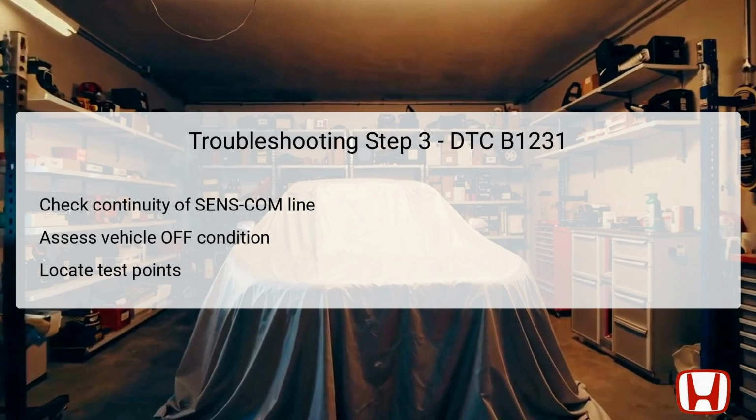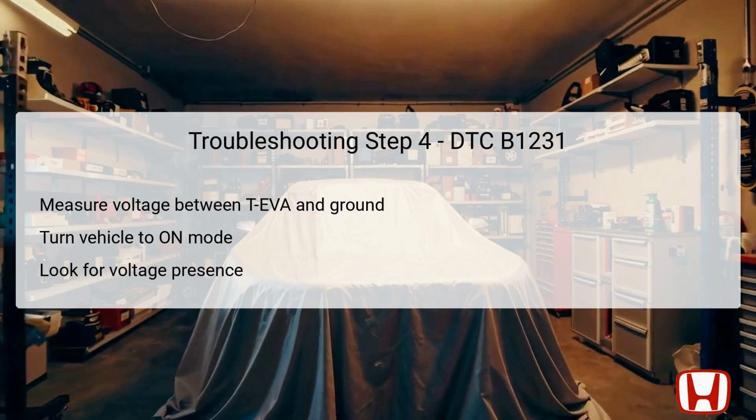Successful continuity suggests that the sense-com wire is functional and does not have an open circuit. If continuity is absent, then this indicates a problem in that wire, which will need to be repaired. Ensuring that both the TEVA and sense-com lines are intact is critical for sensor operation and accurate feedback to the climate control unit. The fourth troubleshooting step involves a voltage check to identify any shorted wiring issues.